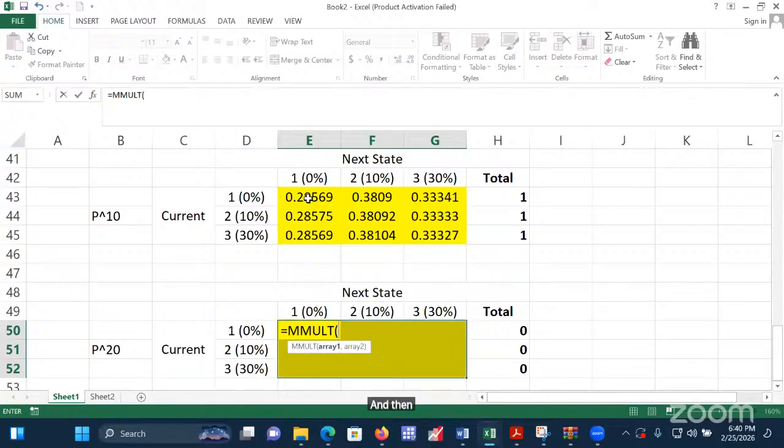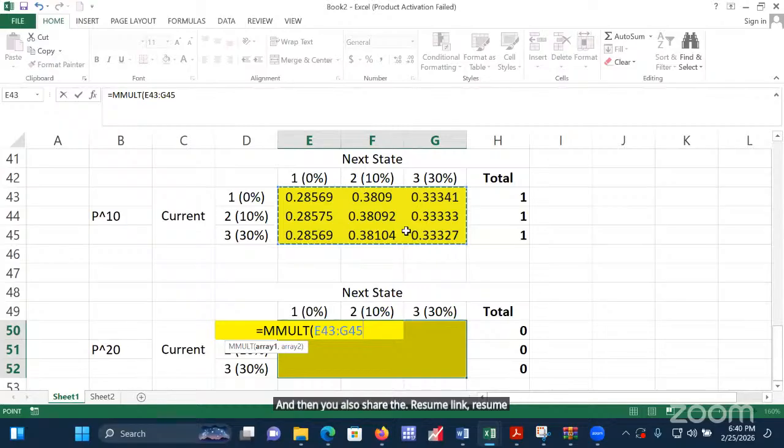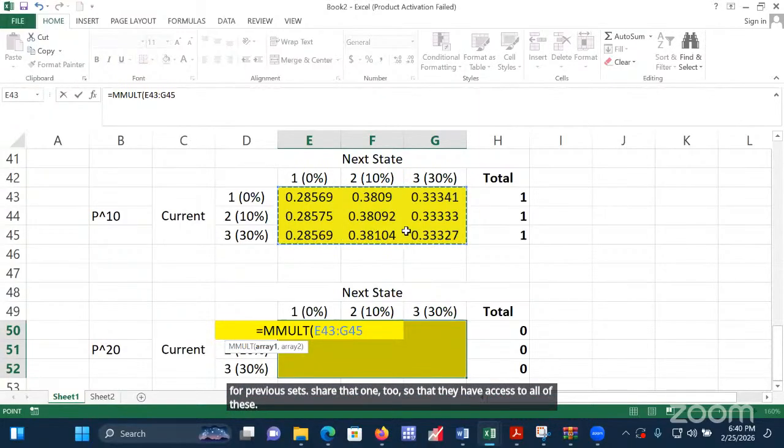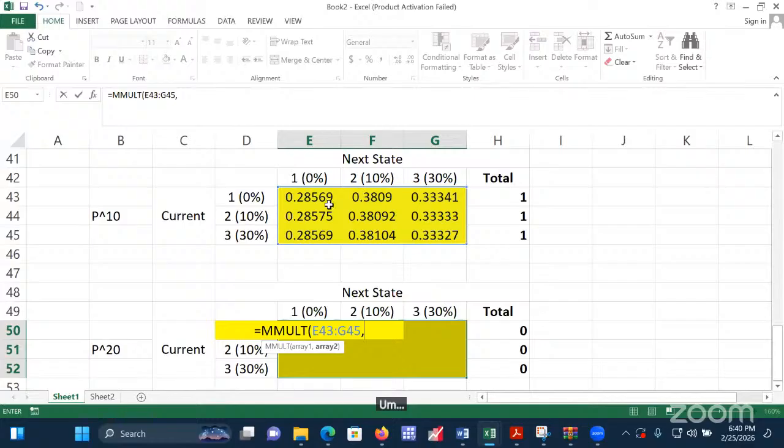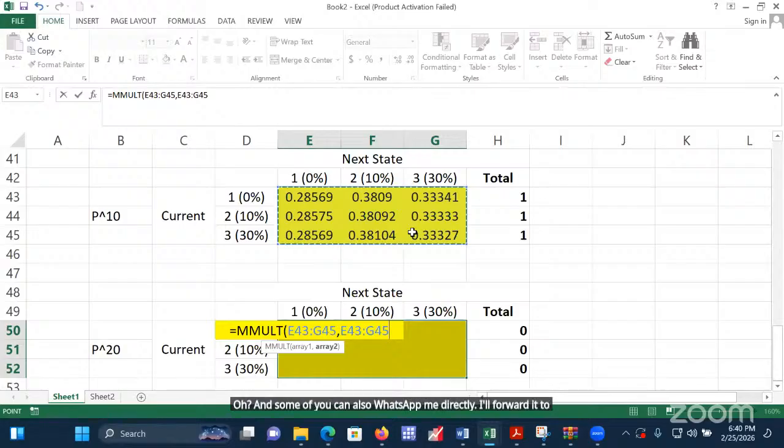And then you also share the Zoom link, the recorded class for previous sets. Share that one too, so that they have access to all of these and nobody is disadvantaged, please. Or some of you can also WhatsApp me directly, I'll forward it to you. So whichever one you prefer.